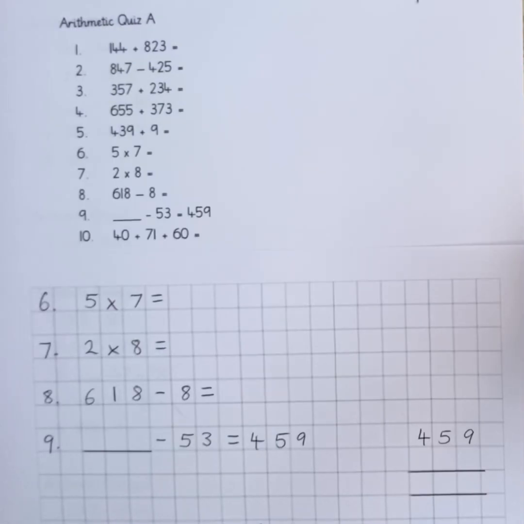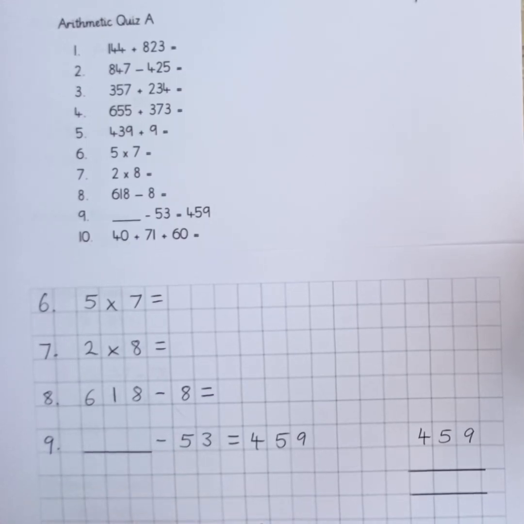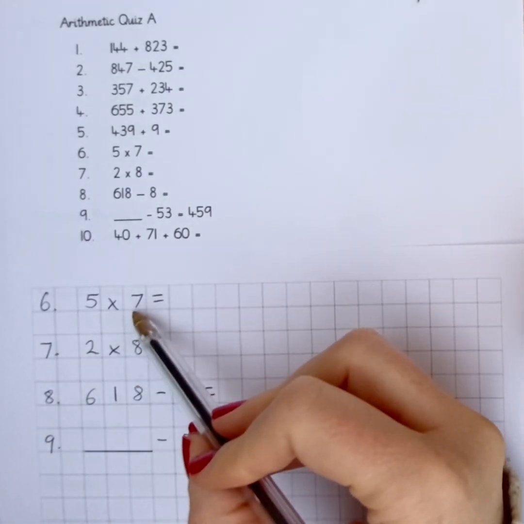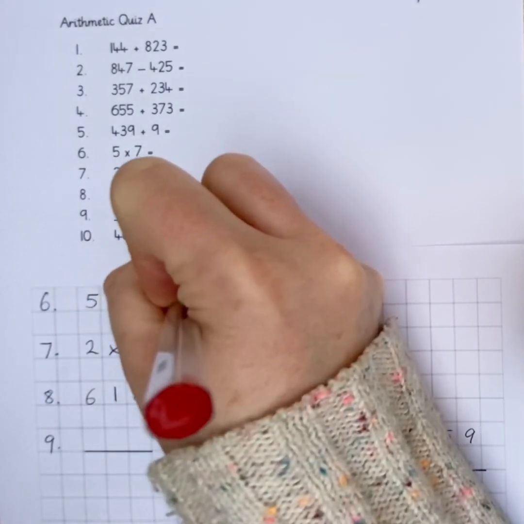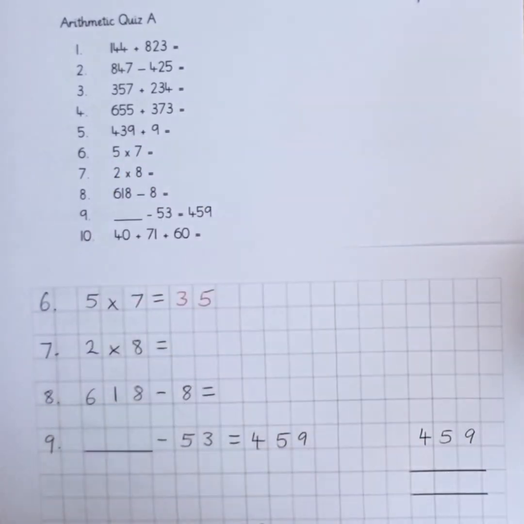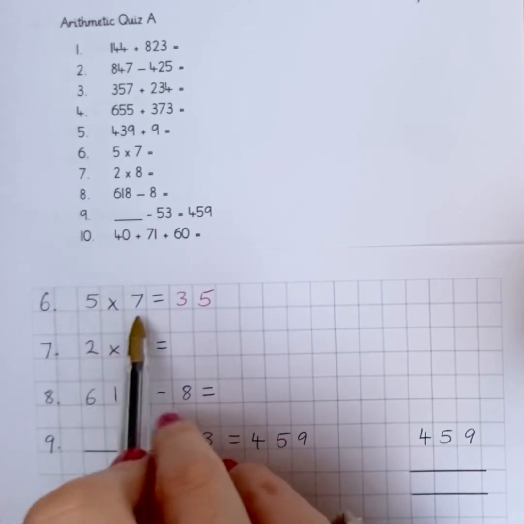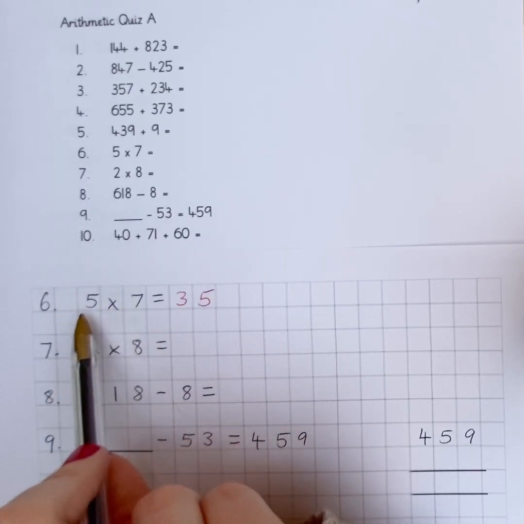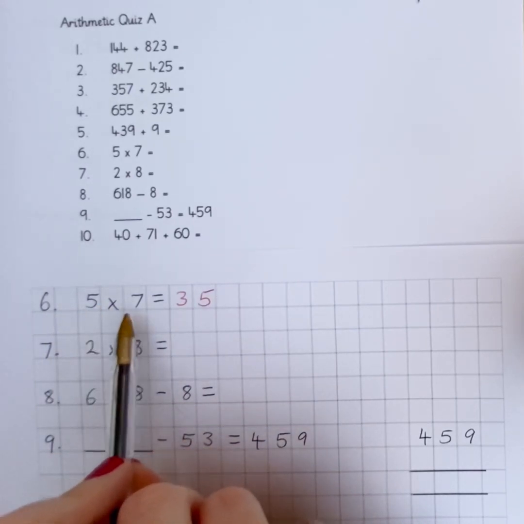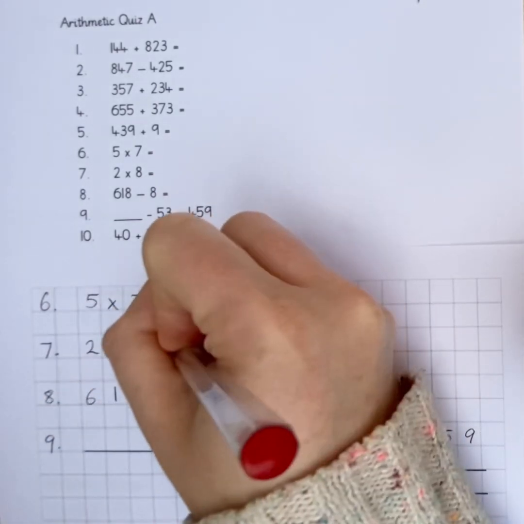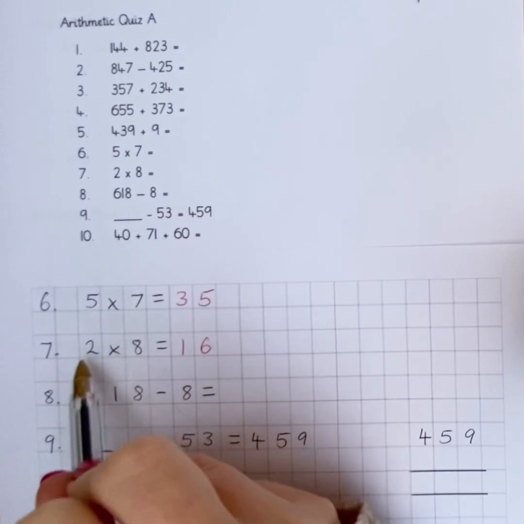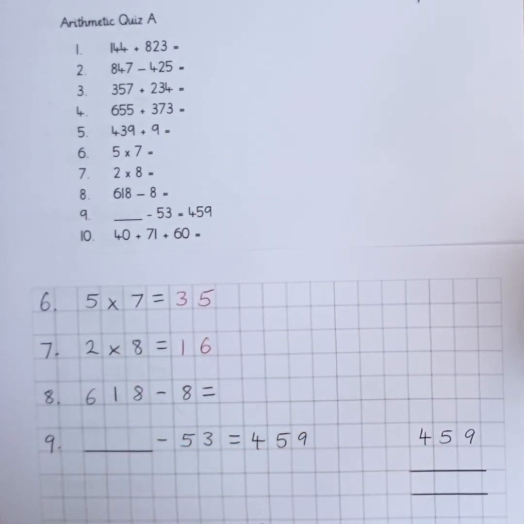Questions 6 and 7, we have times tables. These are 5s and 2s times tables that most of you have already learnt. So just to recap, 5 times 7 equals 35. Now, if we didn't know that, we could count in either 5s or 7s. Probably going to be easier to count in 5s 7 times to get 35. 2 times 8 is 16. Counting 2s, or think double 8 is 16.